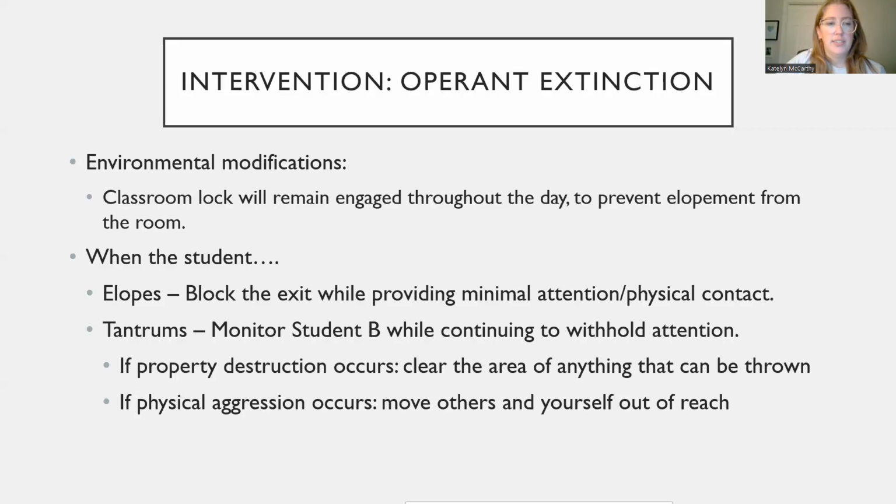Our intervention is operant extinction. Some environmental modifications that took place are a classroom lock that remains engaged throughout the day to prevent elopement from the room. This will make it easier to put that elopement on extinction because we won't have to worry about him leaving the room. When the student elopes, the plan was to block the exit while providing minimal attention or physical contact, because while there's a lock on the classroom door, there is not a lock on motor lab or specials. So placing oneself between the client and the door was helpful.